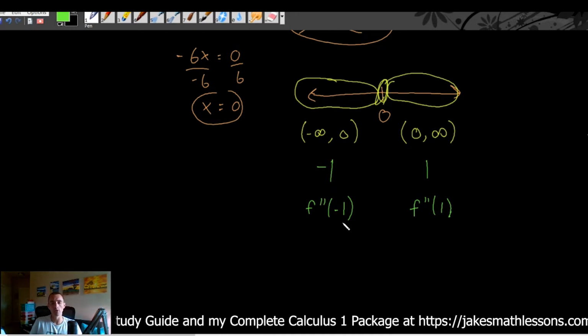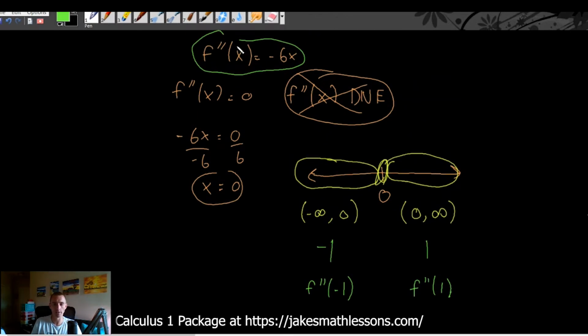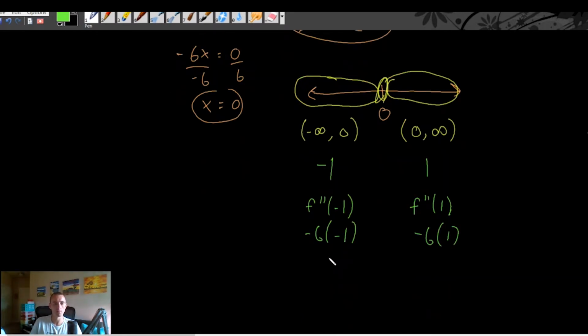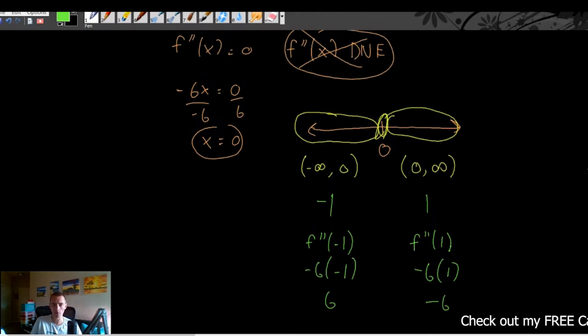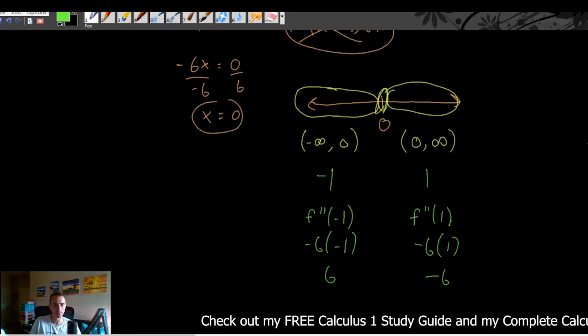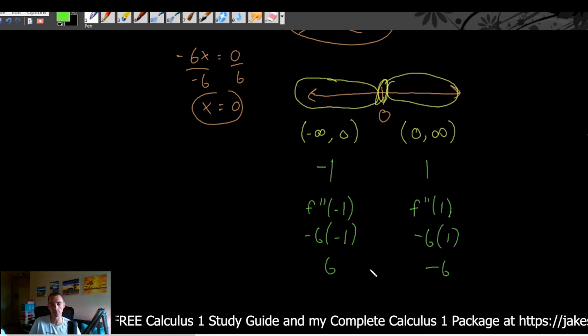So we will take these two numbers that we selected within this interval and plug them into our second derivative. That's going to give us -6 times -1 for x equals -1, and -6 times +1 for x equals +1, which is going to give us +6 for x equals -1 and -6 for x equals +1. So again, just like in the last part where we were looking for increasing and decreasing, when we're looking at concavity and looking at what output we get from plugging these numbers into the second derivative, we don't really care what the specific number is. What's important is whether it's positive or negative.